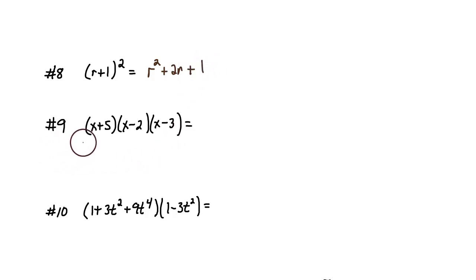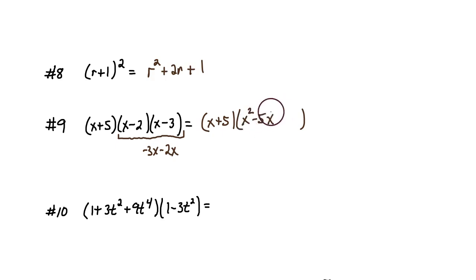Number 9, let's multiply the 3 binomials together using FOIL repeatedly. Keep the x plus 5 out at the beginning temporarily and use FOIL on this part here. We will get x plus 5 times, we're going to get a trinomial when we do FOIL. X times x is x squared. X times negative 3 is negative 3x for the outer product. Negative 2 times x is negative 2x on the inner product, and those combine to negative 5x. Now last, negative 2 times negative 3 is positive 6.